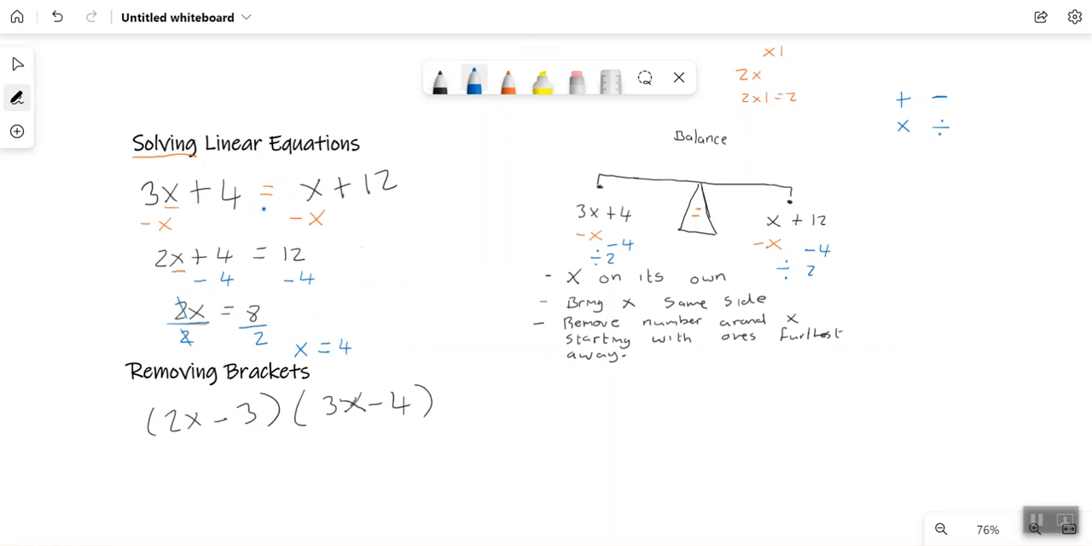So we treat this equal sign like a balance. So this side is equal to this side. We're trying to get x on its own. So if there's x's on both sides, we bring them all over to the one side. And then what we do is we remove the numbers around x, starting with the numbers furthest away. So we got rid of the 4 first, and then we got rid of the 2. And again, how do we get rid of x's or numbers on either side of the equal sign? We look at the operation that's at play around it, and then we do the opposite of that. So that is solving linear equations.